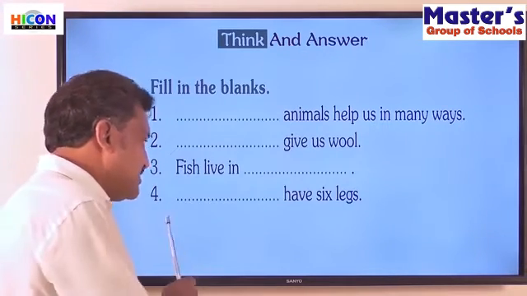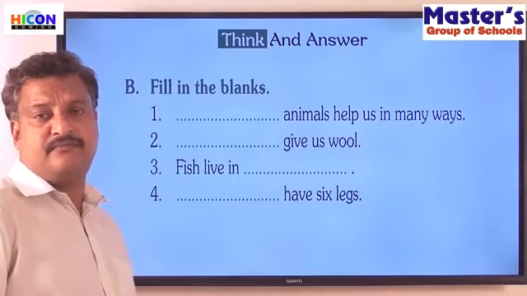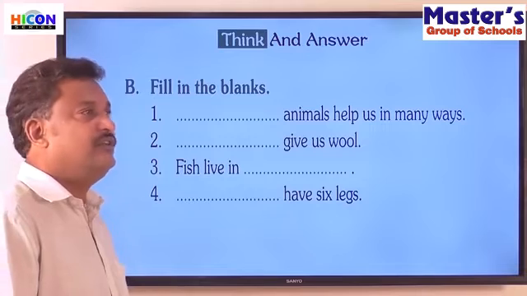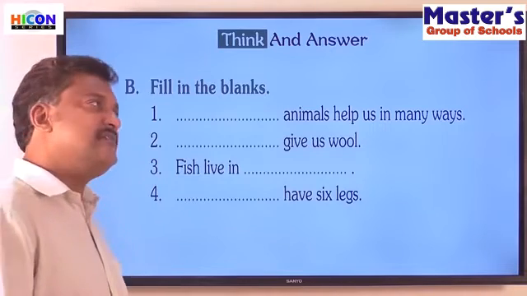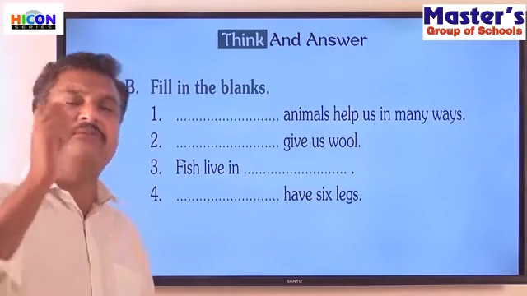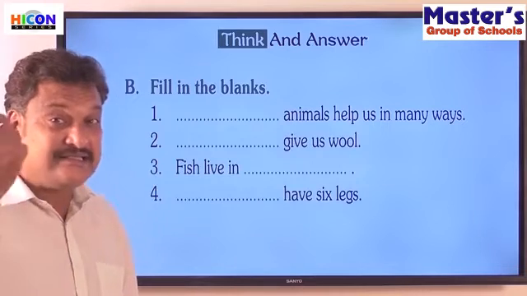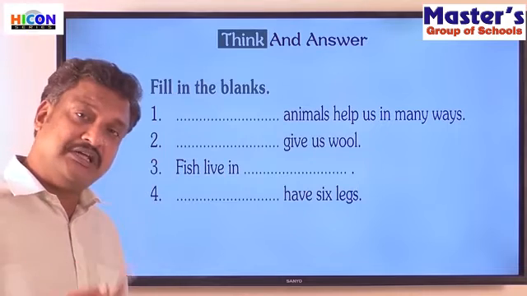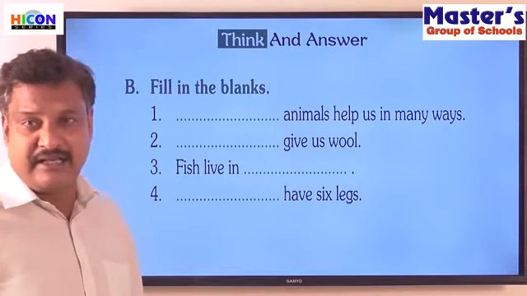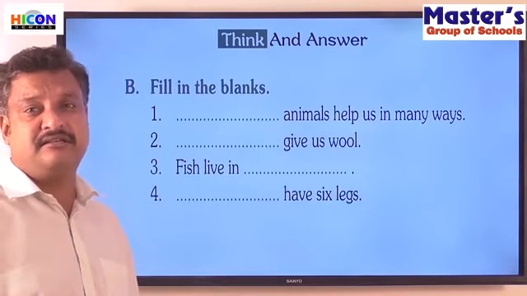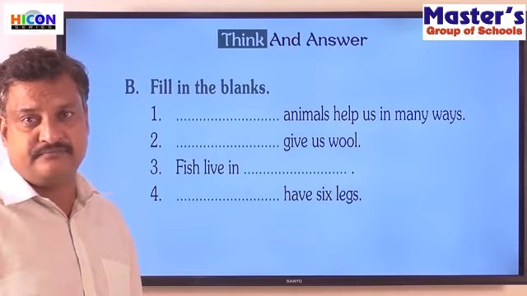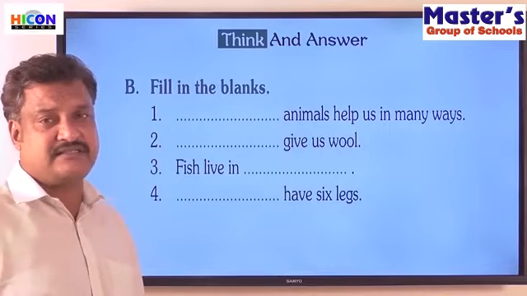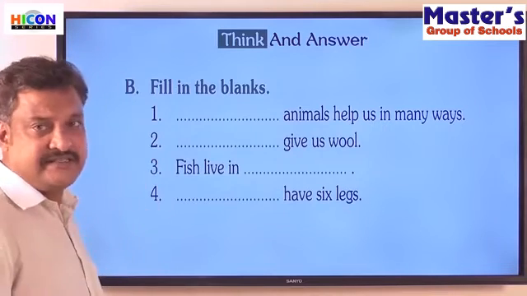Fourth one, dash have 6 legs. Animals have 4 legs, birds have 2 legs, fish doesn't have any legs. But there are some small insects, some small animals whom we call the insects which have a minimum 6. There are insects which have got more than 6 legs also, like a spider has 8 legs or a centipede has around 100 legs. Right? So dash have 6 legs. Who have 6 legs? Insects have 6 legs.